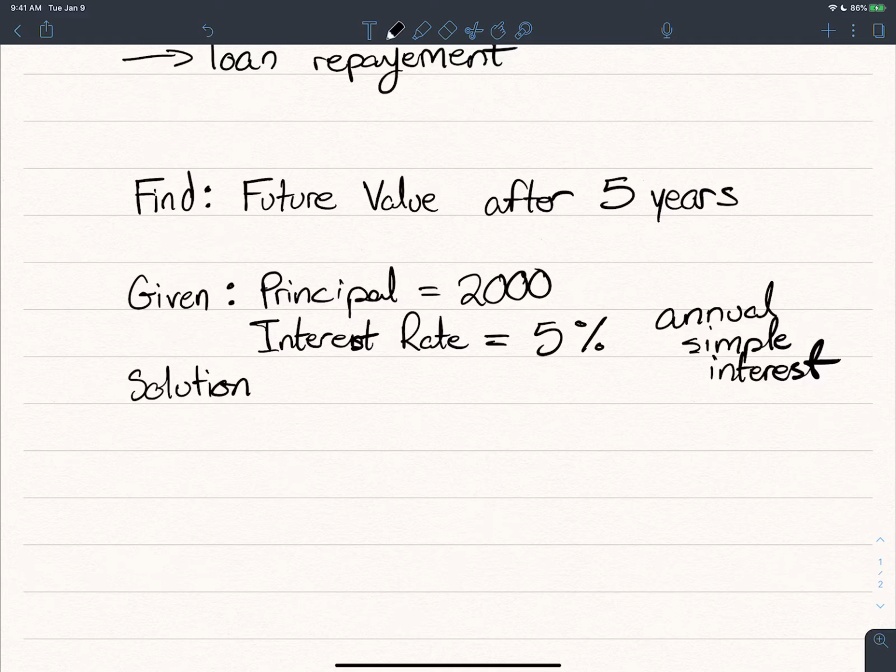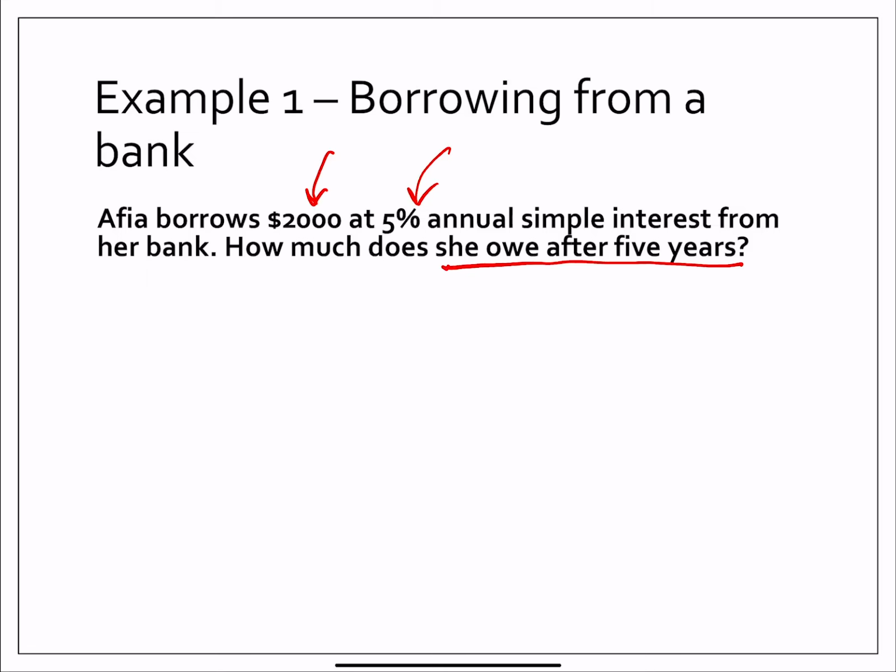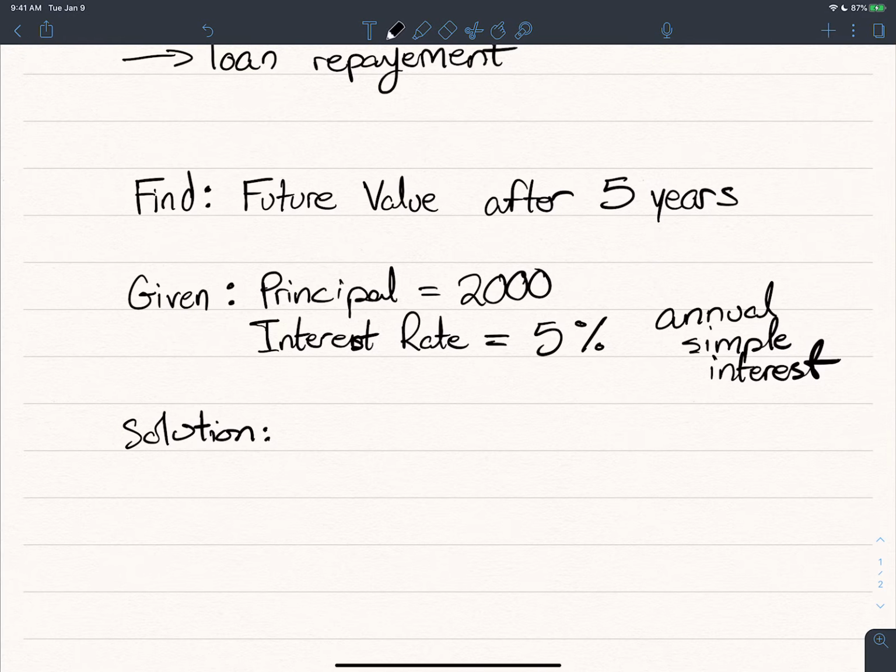And there's another given in here, right? That's kind of in our find, but it's also important to put it in our given. What's the other piece that we said is the most important part anytime we're dealing with finances? Time. And how much time is passing? 5 years. So the amount of time is 5 years.